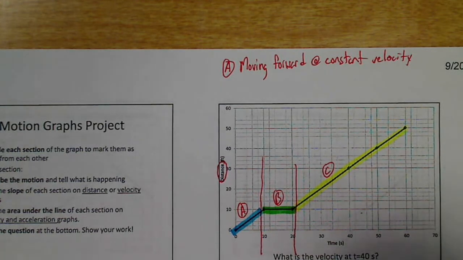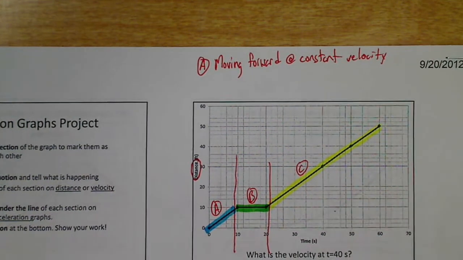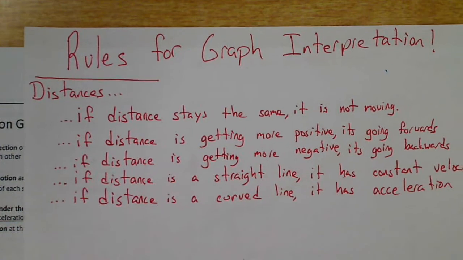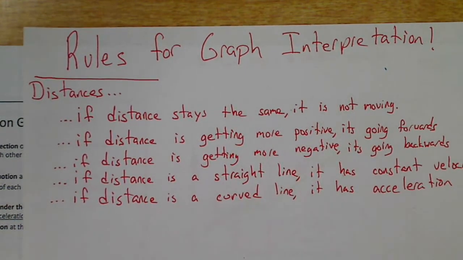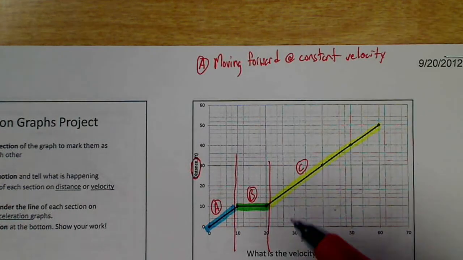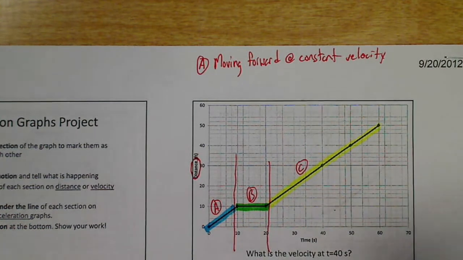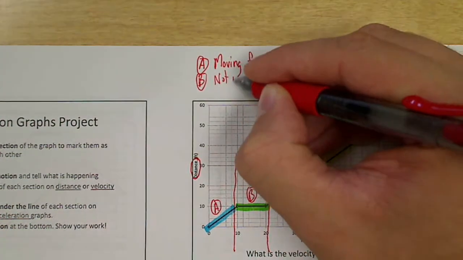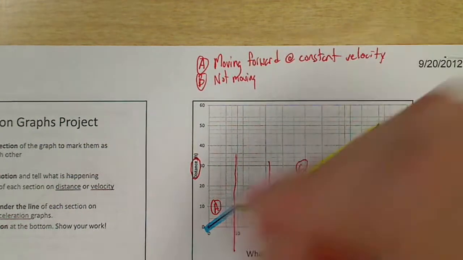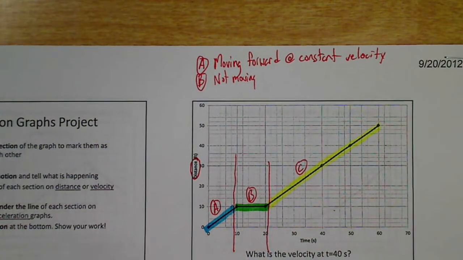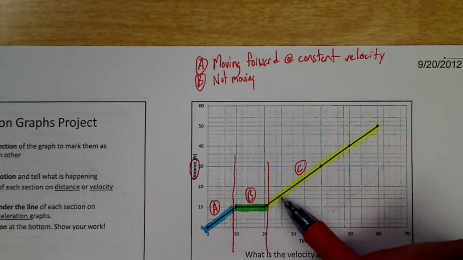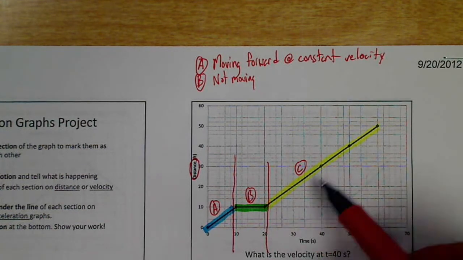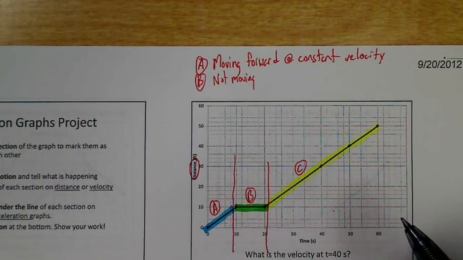Okay? If we describe B, if distance stays the same, it is not moving. So distance is staying the same, therefore at B, it is not moving. Okay? At C, once again, my distance is increasing. It's a straight line, so it's constant velocity. I'm getting positive, so it's forward.